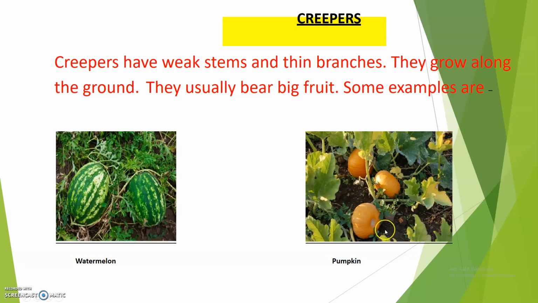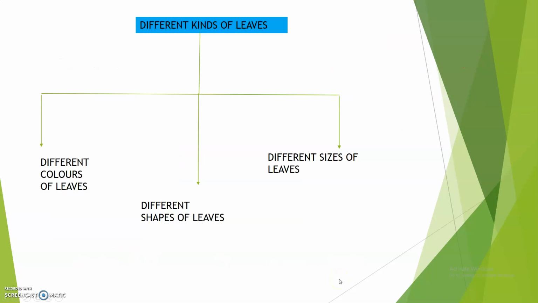Here if you see the pumpkin also, the fruit is very heavy. The plant cannot bear the weight of such heavy fruit, so they creep along the ground. They again have weak stems and thin branches. Examples are watermelon and pumpkin.